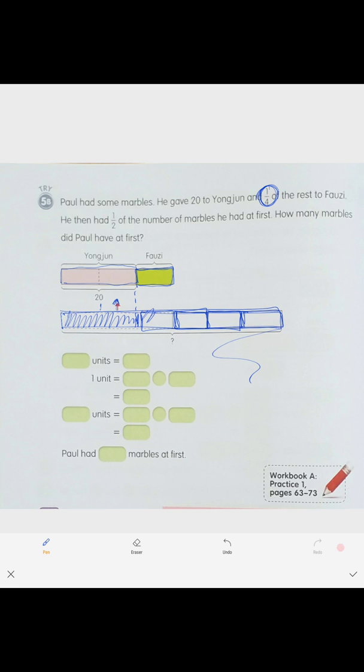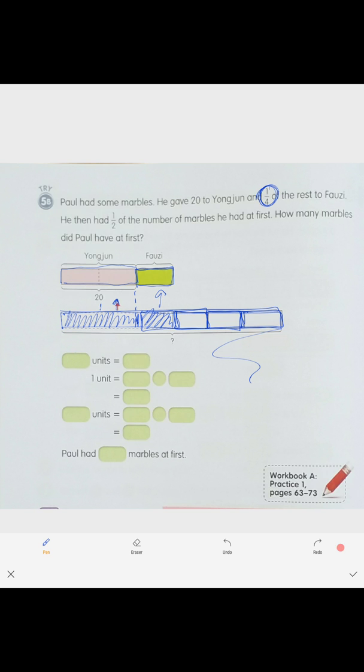Alright. So he gave away this 1/4 to Fauzi. And then he got left half. If this is half and this is half, right? This unit is this unit. So Gwangju's 20 is actually 2 units, right? Everything becomes very clear through the picture. Okay? Alright. So this is what we do.